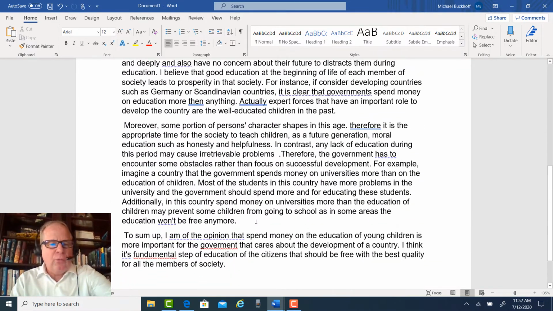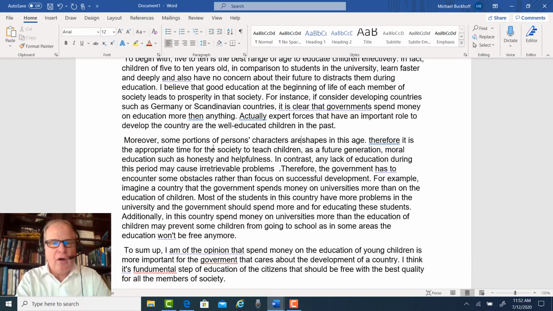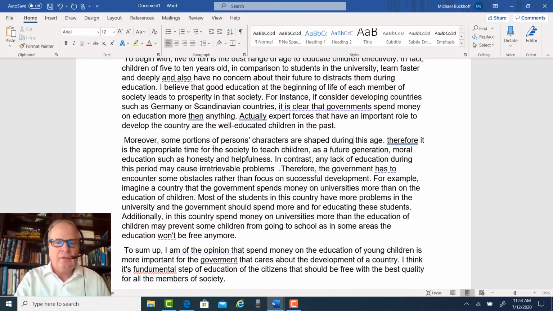So if I went to one of your paragraphs, let's just look at a sentence here. So I would put "are shaped" here, then put "during." So I would put something like that in that particular sentence, right? So "some portions of persons' characters are shaped during this age." So you have a lot of trouble with passive voice, believe it or not, in many areas of it. Okay, let's look at one more.